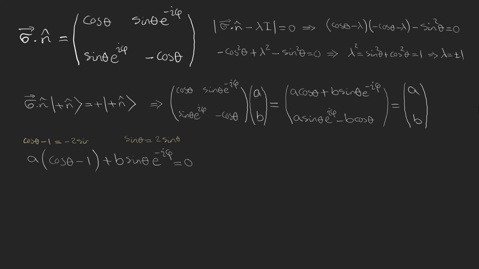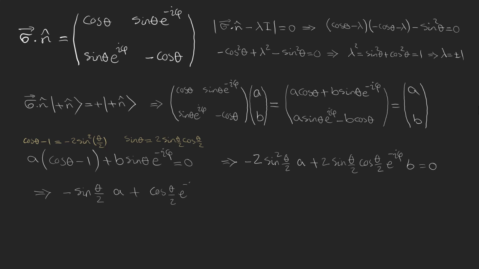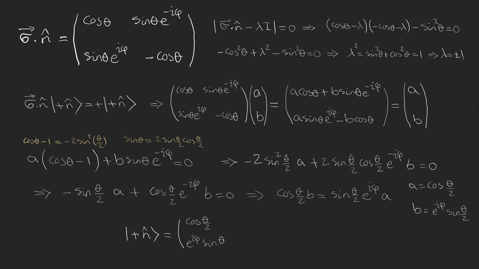Let's use these trigonometric identities to simplify it using half angles. Divide both sides by 2 times sine of theta half, and pay attention that we are assuming that theta is not 0 because for theta 0, we are simply dealing with rotation around the z-axis. It gives this expression. By choosing a to be cosine of theta half and b to be e to the i phi times sine of theta half, we can write the first eigenspinor. In the same way, we can find the other eigenstate for spin-half systems.